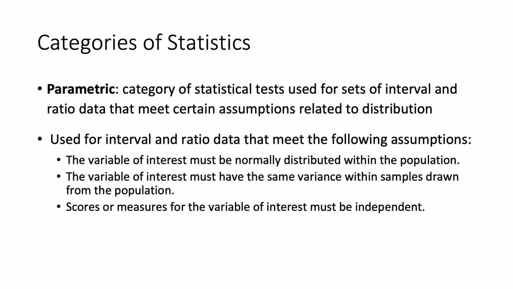All statistical tests fall into either parametric or non-parametric. Parametric is a category of statistical tests used for sets of interval and ratio data that meet certain assumptions related to distribution. For a parametric test to be appropriate for a dataset, it has to be either ratio or interval and must meet certain assumptions. One assumption is that the variable of interest must be normally distributed within the population. Second, the variable of interest must have the same variance within samples drawn from the population. And third, scores or measures for the variable of interest must be independent.